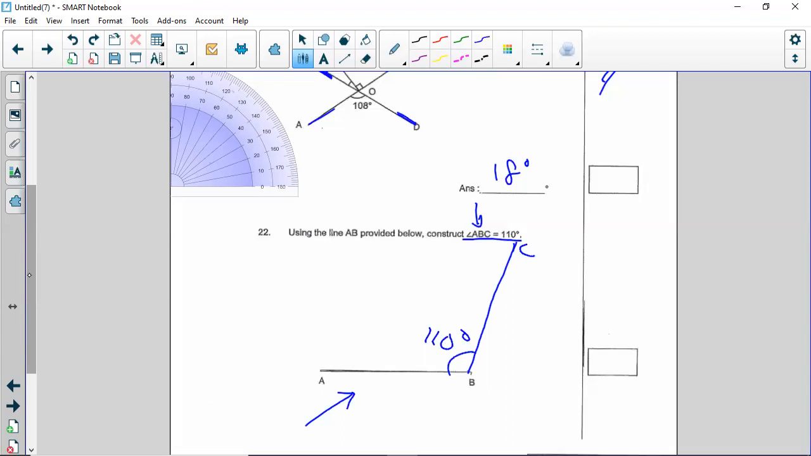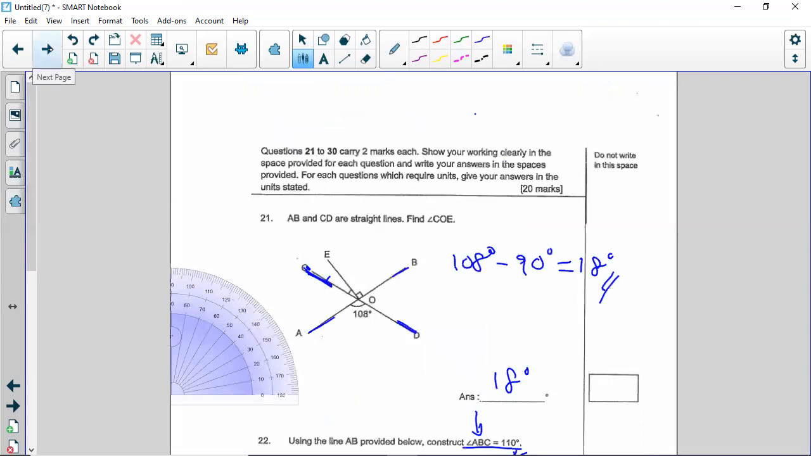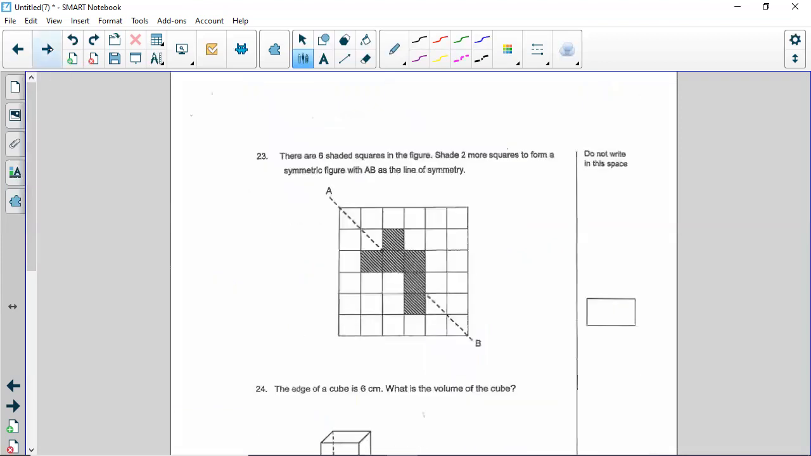Okay, let's go to question 23. Hang on for a while, Mr. Ong's screen hangs a little bit. Okay, there are 6 shaded squares. Shade 2 more squares to form a symmetric figure.